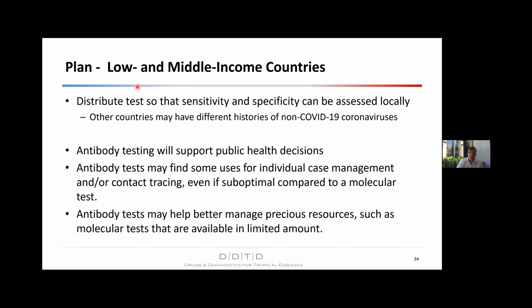As for these low and middle income countries, we also need to start distributing the test as fast as we can, maybe even for free, so that the sensitivity and specificity can be assessed locally. Other countries may have different histories of non-COVID-19 coronaviruses, and that may affect the specificity of the test. So it's important to check that.